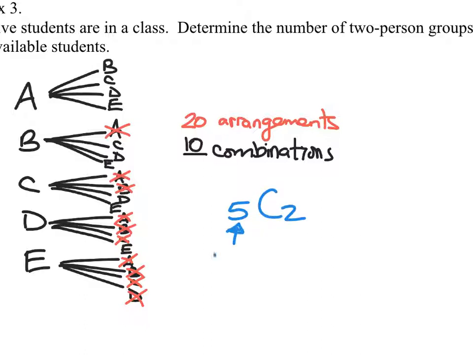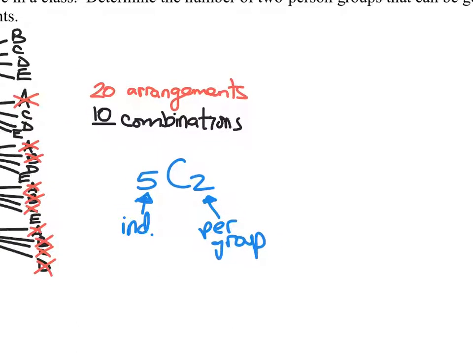So individuals and the number per group. And that's something you pop in your calculator, really the same way you do it for a permutation. All right, except it's math probability option 3. I could show you, but I'd be showing you the same thing I showed you in the last one. So type in the 5, math probability option 3, and then type in the 2.